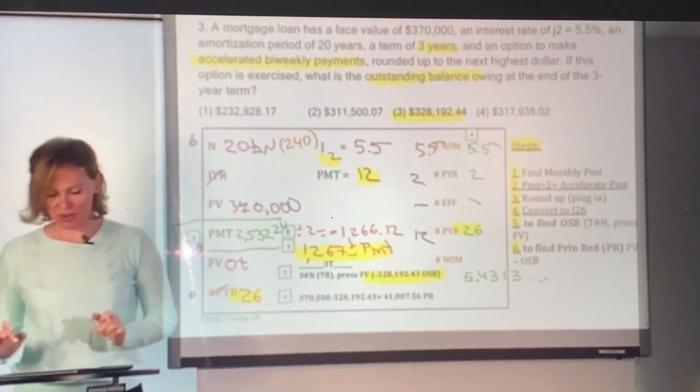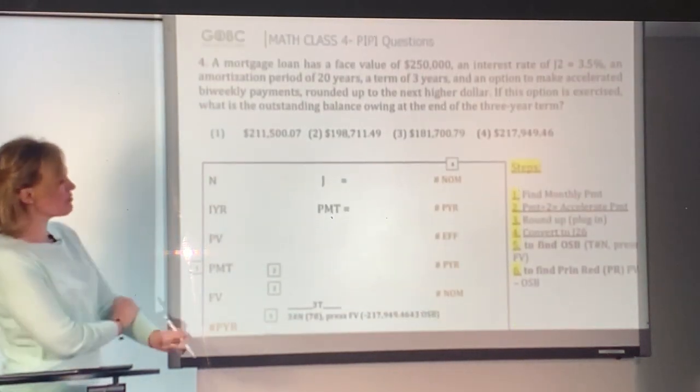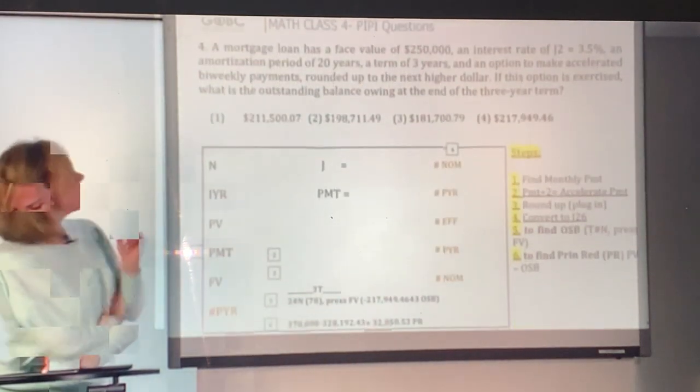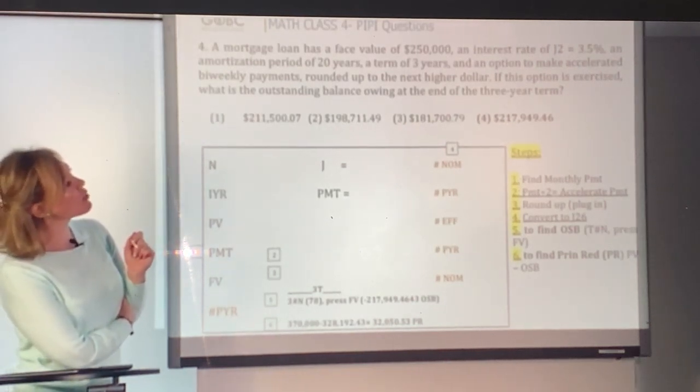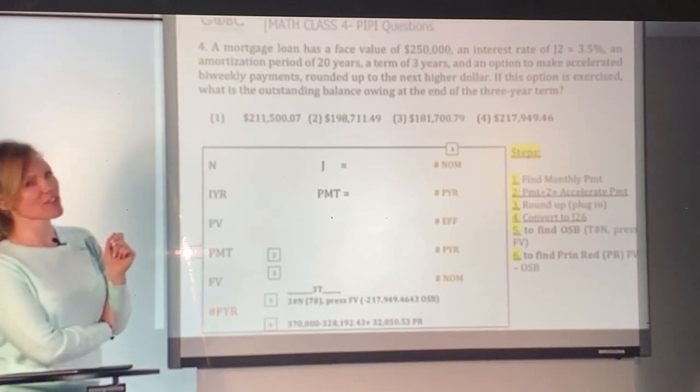Okay, let's continue. Let's do the next one. One more. Don't hate me. Okay, question number 4. Let's see what we have in here. A mortgage loan has a face value of 250,000, an interest rate of G2 equals 3.5, an amortization period of 20 years, the term of 3 years. Oh my gosh, so much information.